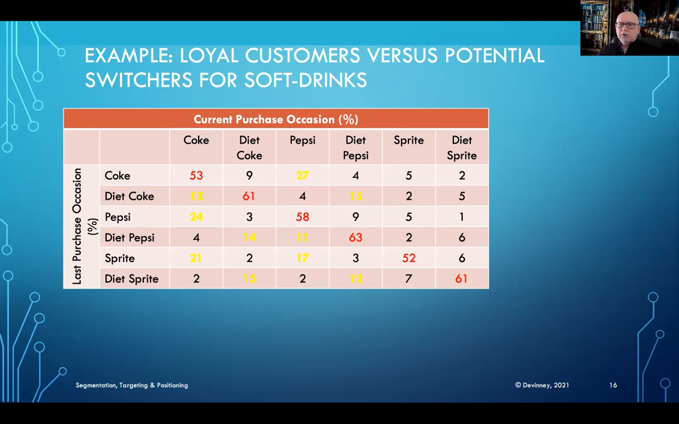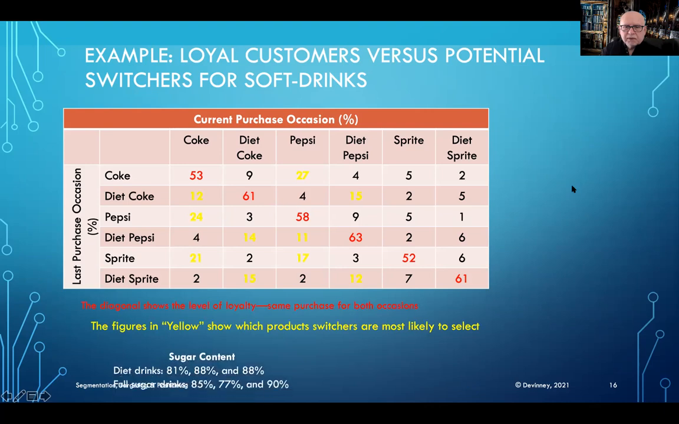You can think about it across larger numbers of categories and more sophisticated categories. But this is the kind of data that would be available to you. Okay, so it's really driven by sugar content.